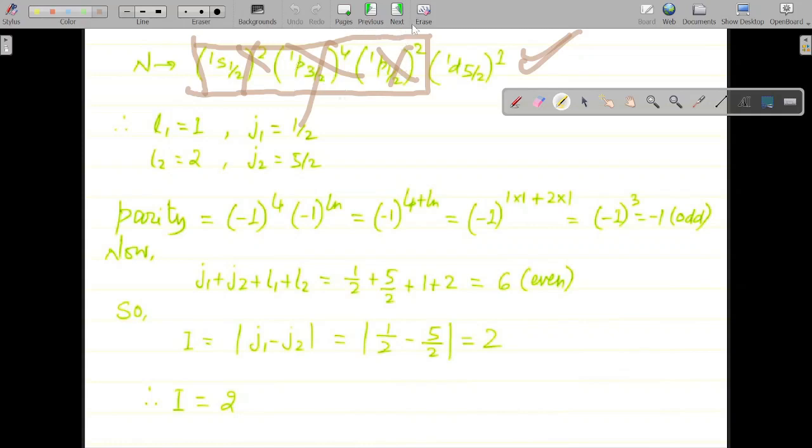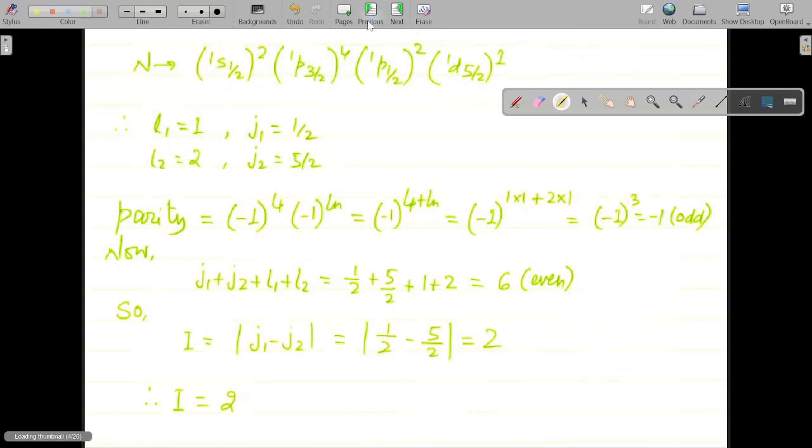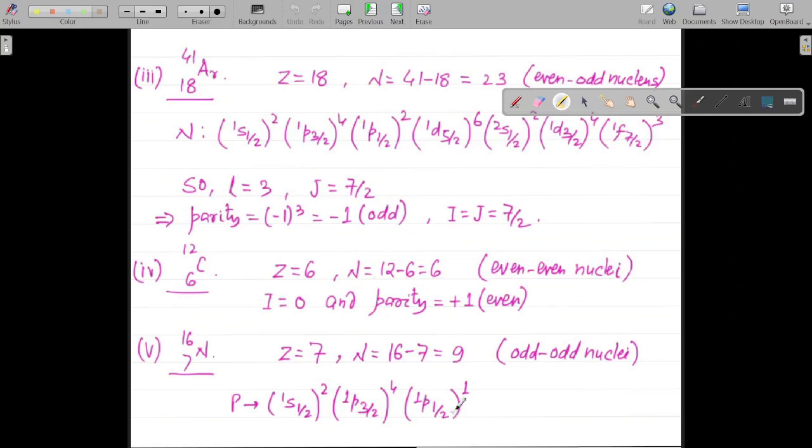That also we have already learned. Now L1 equal to 1. L1 means this is for proton, suppose, and this is for neutron, suppose. So L1 equal to 1, J1 equal to 1/2. You can clearly see this, that L1, the value of L for p, is 1. L equal to 1.